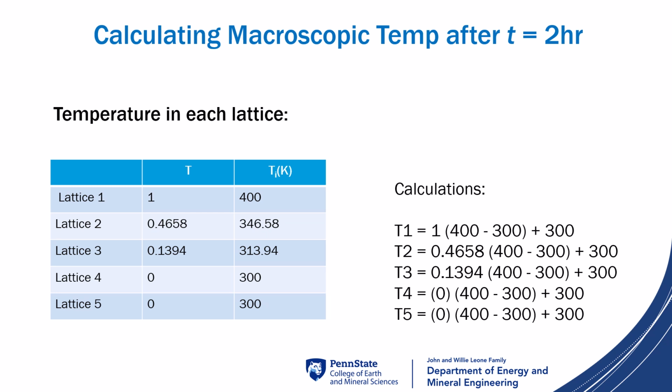Now, after 2 hours, the temperature equals 1, 0.46, 0.13, 0, 0, and mapping it to real temperatures, we get 400, 346, 313, 300, and 300 Kelvin. You can see node 3 warming, highlighting the front's progression.